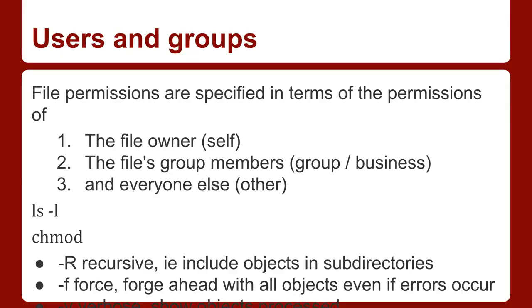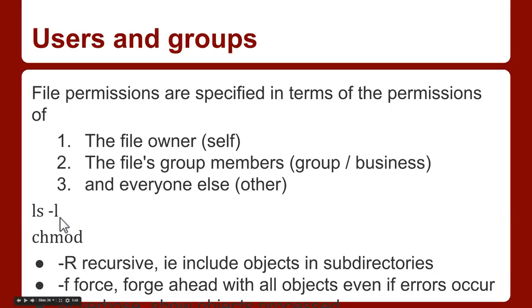So, with that covered, we now have to cover permissions and how they're handled with users and groups. File permissions in Linux are really defined by 3 categories. For each file, you define the permissions of the file's owner, or the self. Then the file's group members, or the groups of the owner, and then everyone else. It's not as fine-grained as it could be, but this is the universal way of doing it.